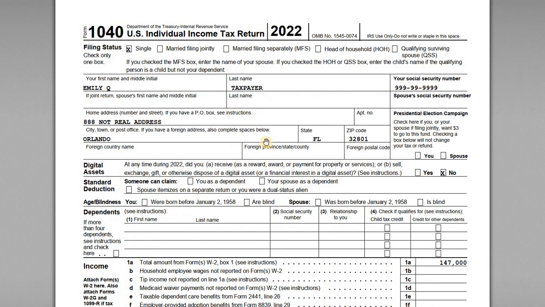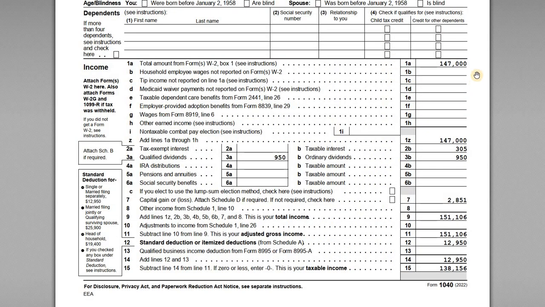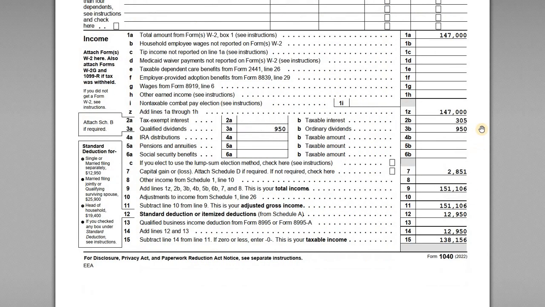So if we start with the federal return here, go through this kind of quickly, and then we'll move on to the Georgia 500. So we can see here on line 1A, this is the total of all wages she earned during the year. So that's Company A and Company B, $147,000. And then we can see the totals for all the investment income. So total amount of taxable interest, qualified dividend income, and then the long-term capital gains that was reported on the 8949 in Schedule D.